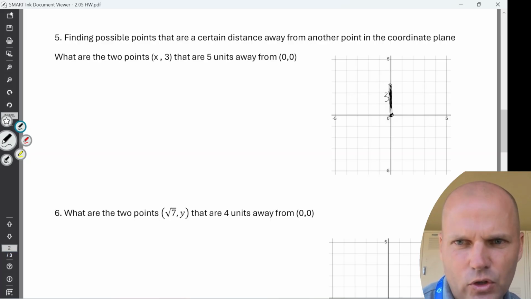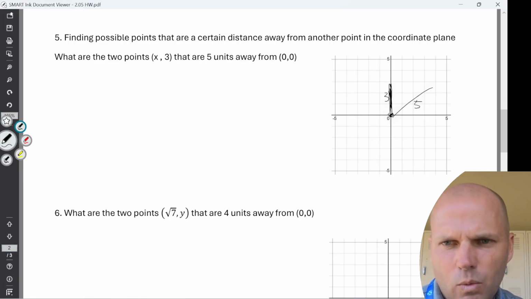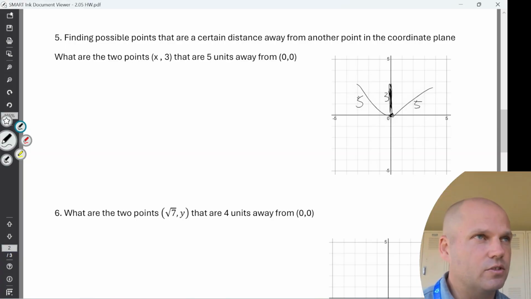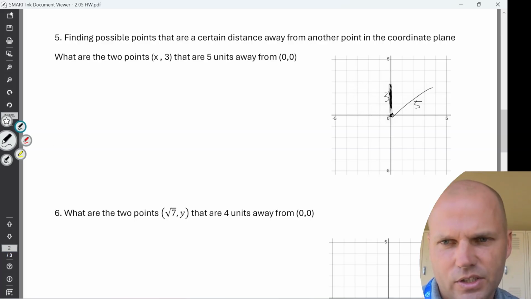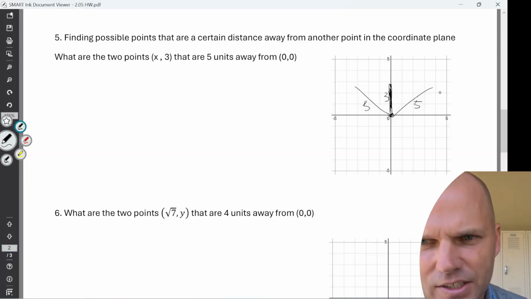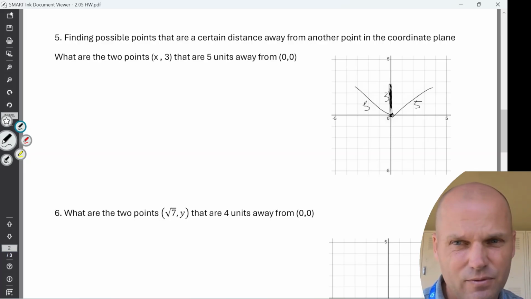We can see this vertical distance must be 3. We want the 2 points that are 5 away. Well, 2 points is what I'm trying to lead you to, is that there's 2 possible points that are going to be 5 away. One will have an x coordinate that's positive, and one will have an x coordinate that's negative.